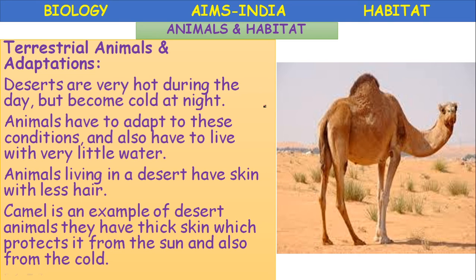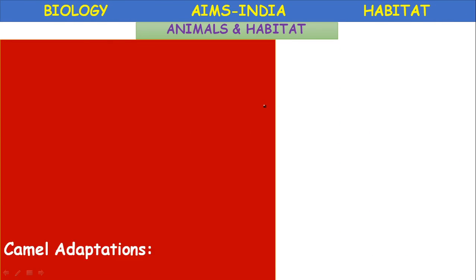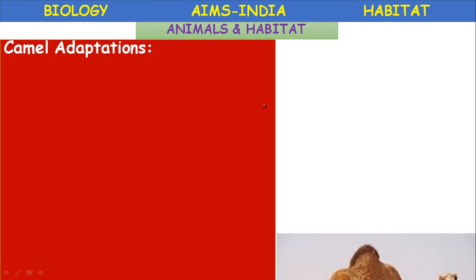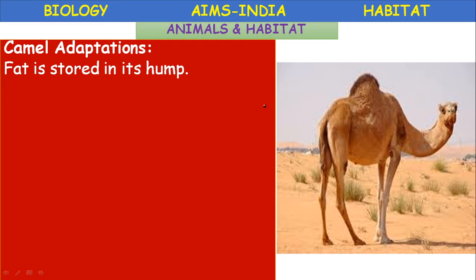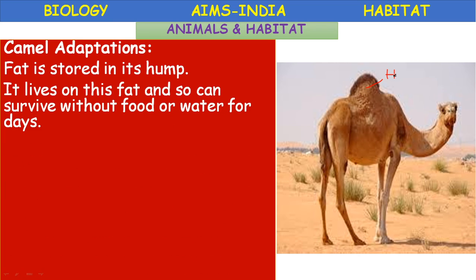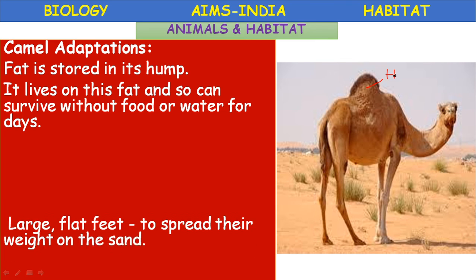The camel is called the ship of the desert. Some more adaptations in the camel we will see. Camel adaptations. Fat is stored in the hump. So this is the hump where the fat is stored. It is a reserve food material. It lives on this fat and so can survive without food or water for many days.